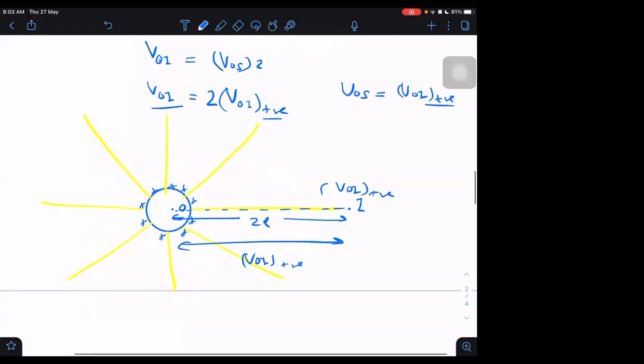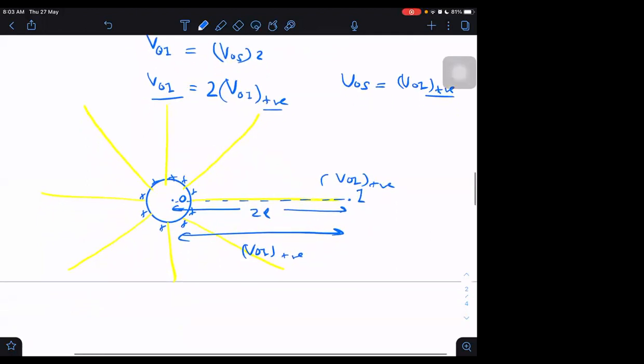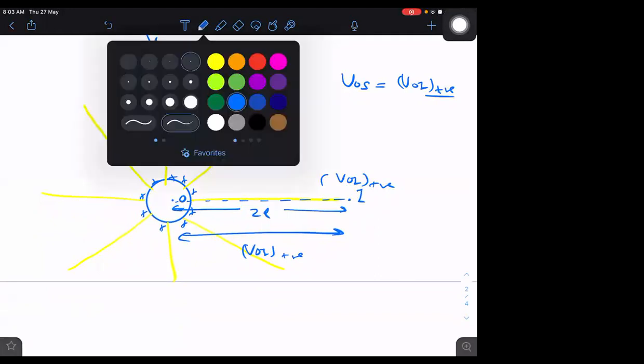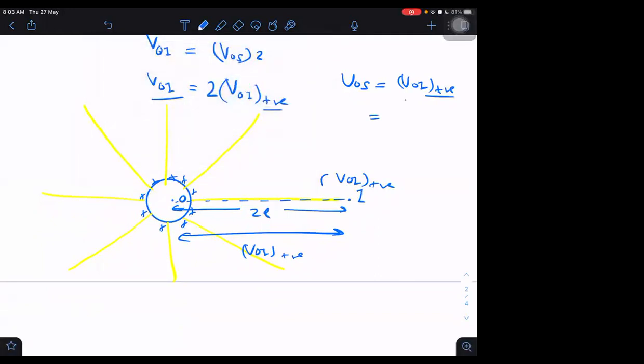Right or not? Yes, sir. Then what that VO to I due to positive is so easy to determine. Why is it easy to determine? Because it is just a uniformly charged sphere now, which is spreading field in all directions uniformly. Then VO to I we can get directly as K Q by A.